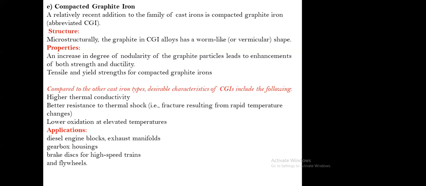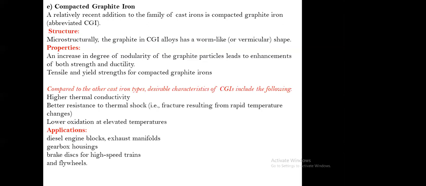Now coming to compacted graphite iron. Here is a relatively recent addition to the family of cast iron, called CGI, that is nothing but compacted graphite iron. In gray, ductile and malleable iron, the carbon exists as graphite, whose formation is promoted by the presence of silicon. And the structure of compacted graphite iron is a vermicular shape.